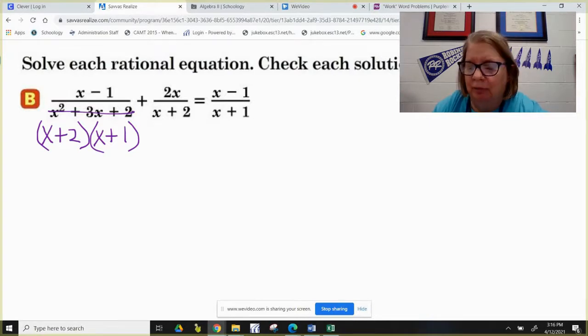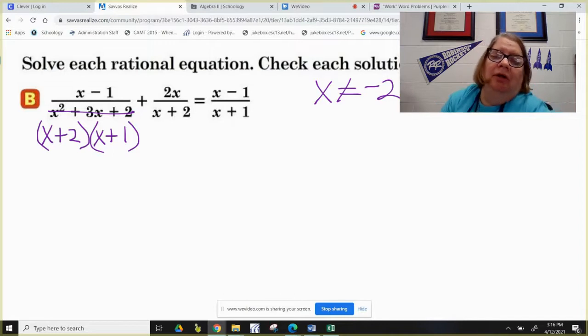So let's think about this. What are our restrictions? X cannot be -2 and x cannot be -1 because both of those numbers would make a 0 in the denominator. All right, now what do we got to do? We're going to multiply this whole fraction by that common denominator.